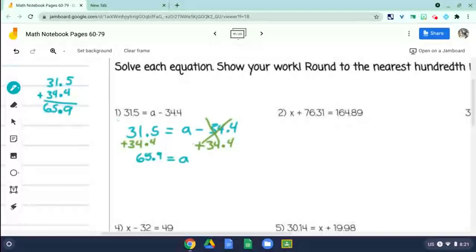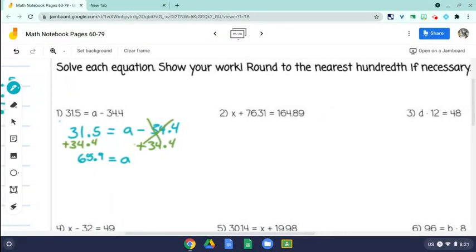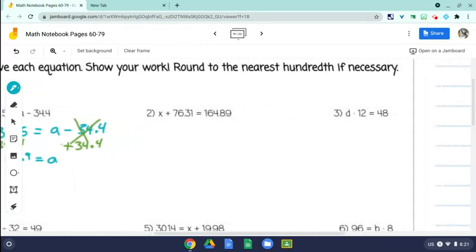Let's take a look at another one. Number 2. Now, number 2 is a little bit different. This time we have an addition next to our variable here, the operation of addition. So we have x plus 76 and 31/100 equals 164 and 89/100. My mistake.